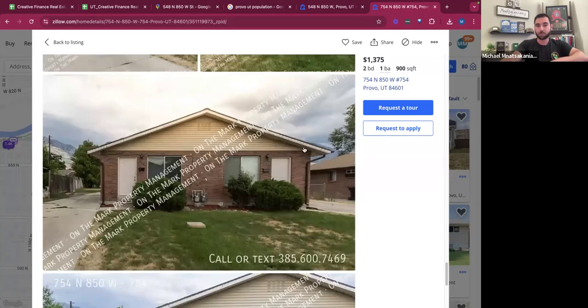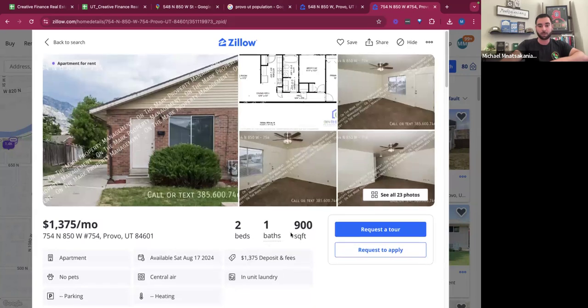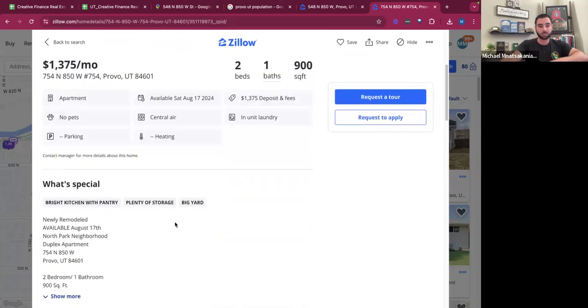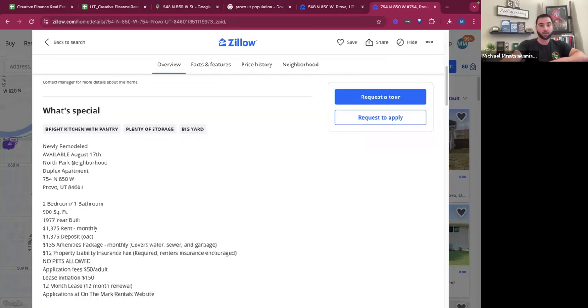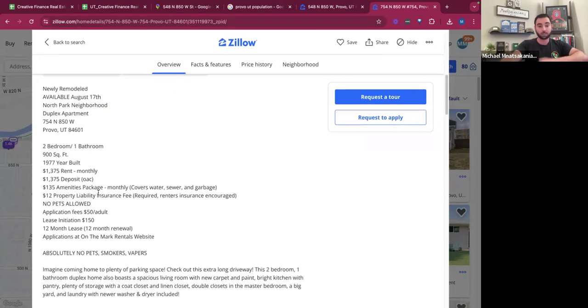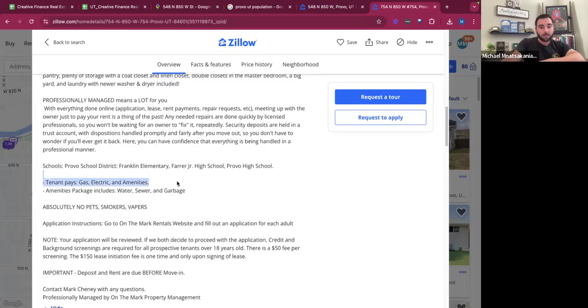But you know, listed for $13.75, 2 bed, 1 bath. It's a little bit bigger square footage, $13.75. Let's see if the utilities are covered. Oh, this is a duplex apartment, so it's sharing walls. Oh wow, the 135 in addition covers utilities because it's a duplex, they're requiring it. Let's see. Tenant pays gas, electric, amenities package. So the tenants are paying utilities, is what this is saying.